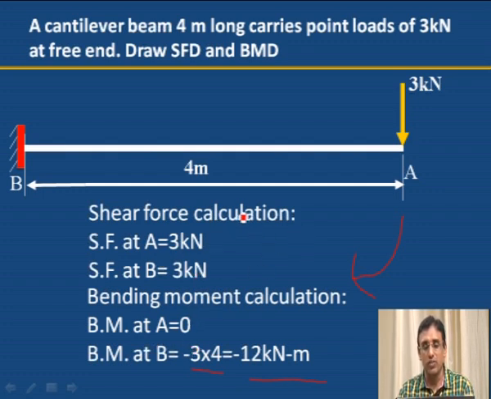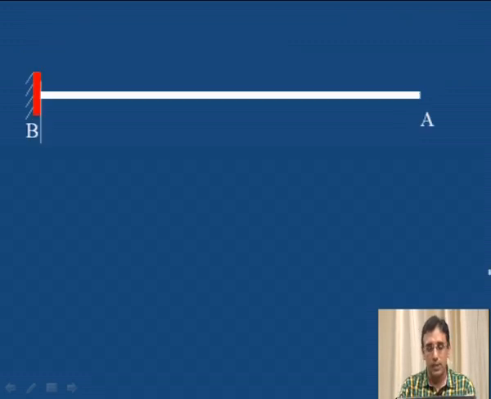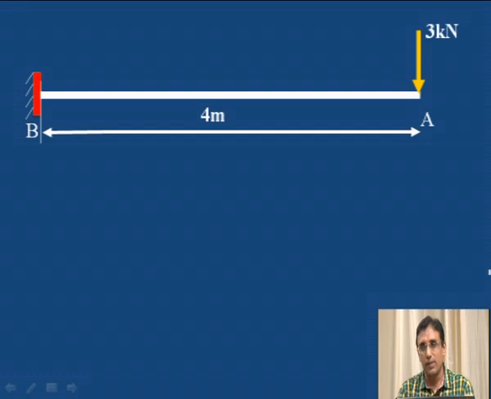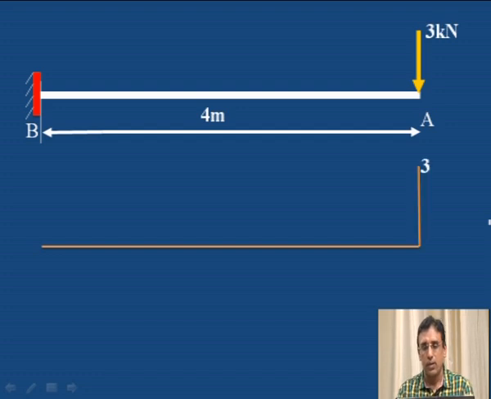To draw the shear force and bending moment diagram, let us take this. This is the beam which is given. First draw the horizontal line. Then we have the shear force at A, 3. You mark the 3 kilonewton upward. The scale is approximate, just a proportionate drawing you have to draw.